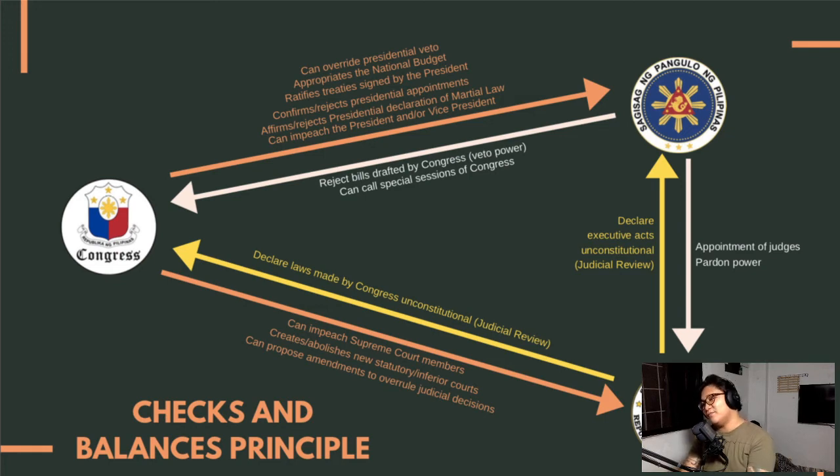Very basic. The president can reject bills drafted by the Congress and he can call for special sessions of the Congress. And then, of course, one of the powers of the president is to appoint judges in the Supreme Court or in the courts kasi siya yung nag-appoint ng Chief Justice, ng Associate Justice. So, since yun yung isa sa trabaho niya, in a way, na-check niya or nababalanse niya yung mga nilalaman ng Supreme Court. And you have the pardon power.